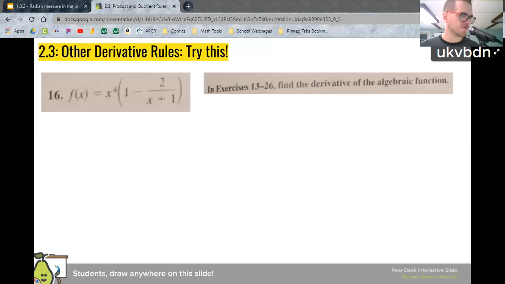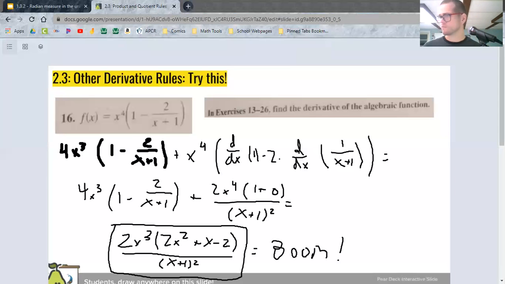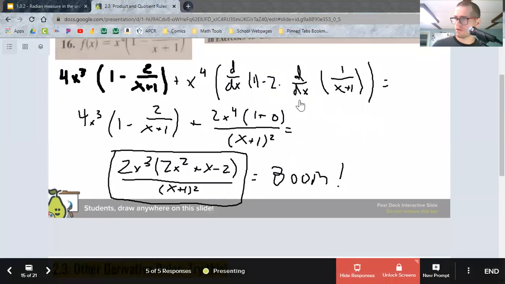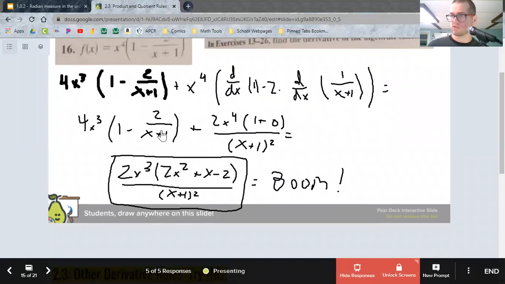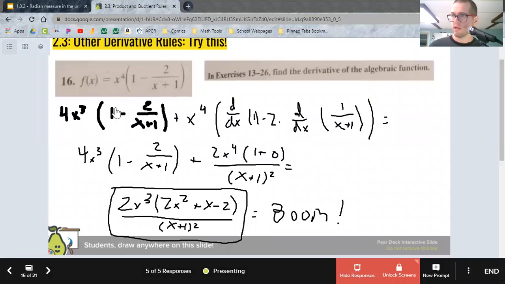So I saw some good stuff and some great attempts, and I just want to point out a couple things. So here is a nice way to show how to do it with product rule. Again, notice how it's f prime times g plus f times g prime.